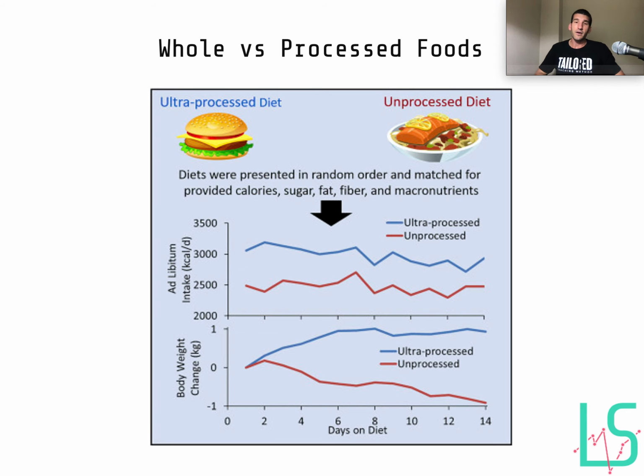Okay, but I want to point out this study. So I believe it was Hall et al. 2019, maybe 20, probably 19. But they compared an ultra-processed diet to an unprocessed diet, and they just let people eat ad libitum, so as much as you want, for 14 days. And you can see that the ultra-processed diet ate about 1,000 more calories per day, and their body weight increased, while the unprocessed diet's body weight decreased a little bit. I mean, it was like a kilo, which is nothing major, but they ate lower calories.